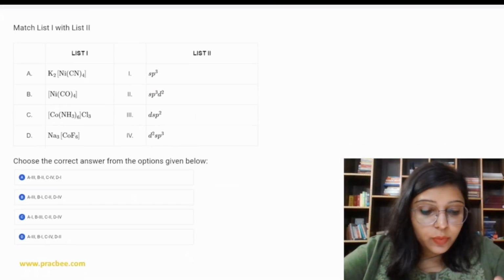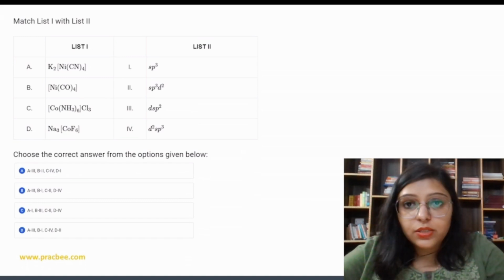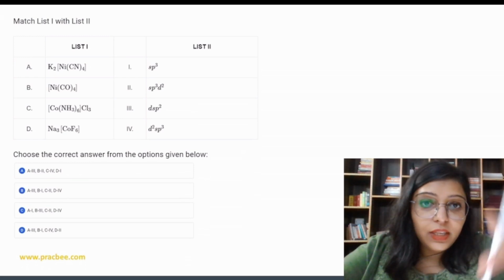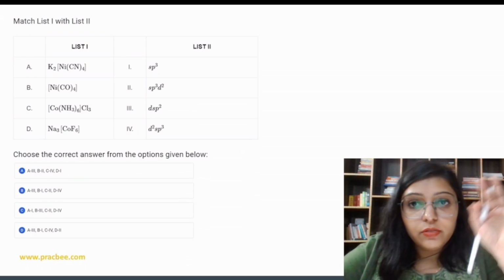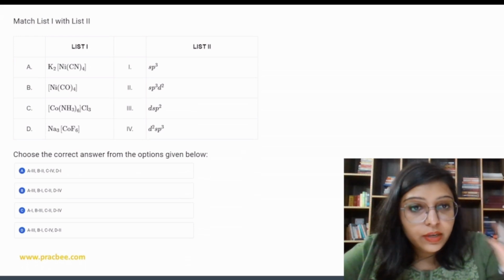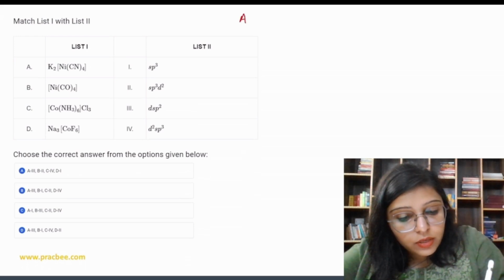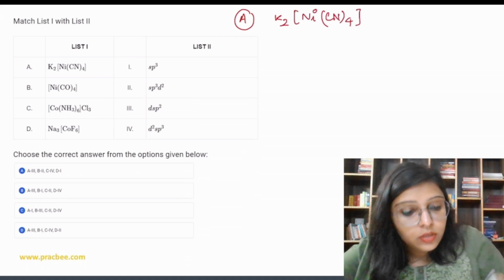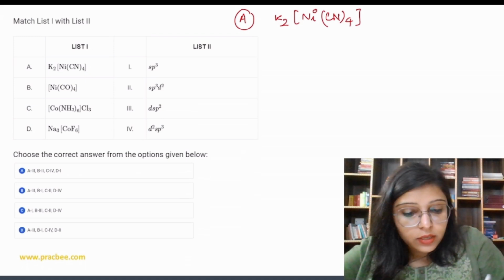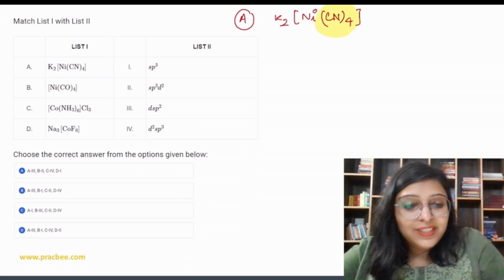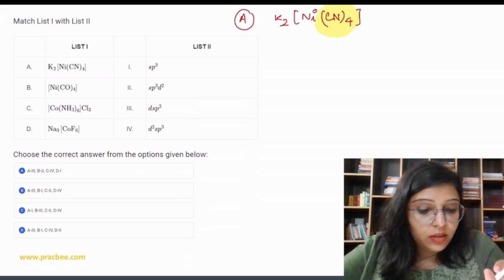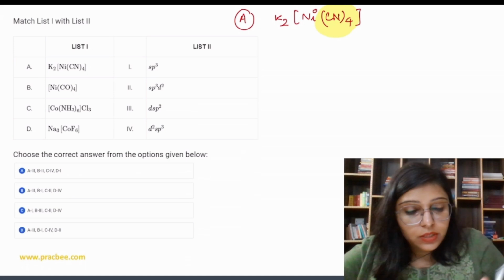So let's do question number 1. It says match list 1 with list 2. In list 1 we have some complexes and in list 2 we have the hybridization. So we have to find out the correct hybridization. If we see A, A is K2Ni(CN)4. The coordination number is 4, so it can be either sp3 or dsp2. We have to check whether it is dsp2 or sp3.